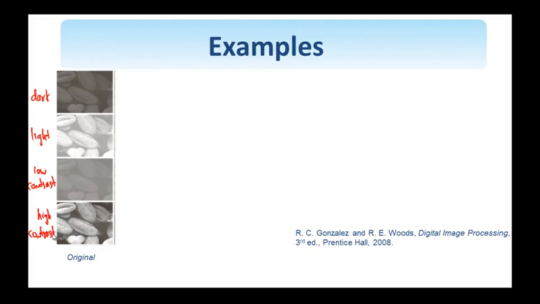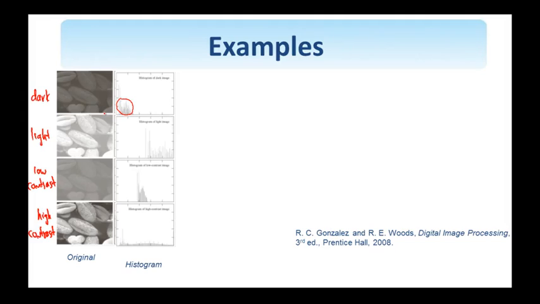Here are the corresponding histograms which agree with the characterization we gave to these images. For the dark image, we see most intensity values are concentrated at low values. For the light one, most intensities are at high values. The low contrast one has a small dynamic range from here to here, and the high contrast extends the values from all the range of intensity values.